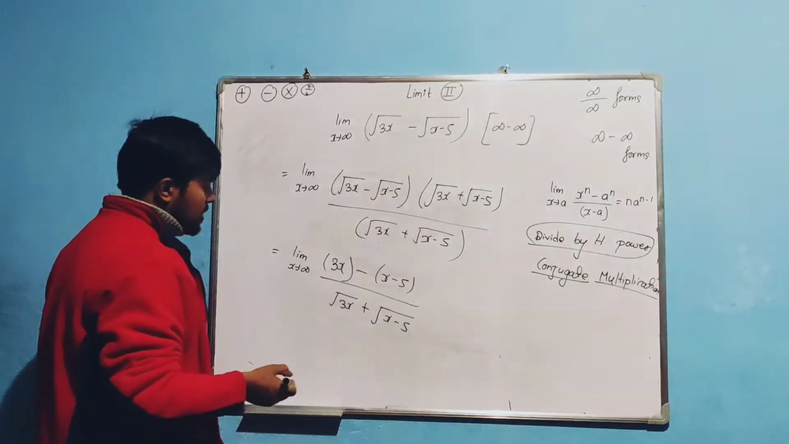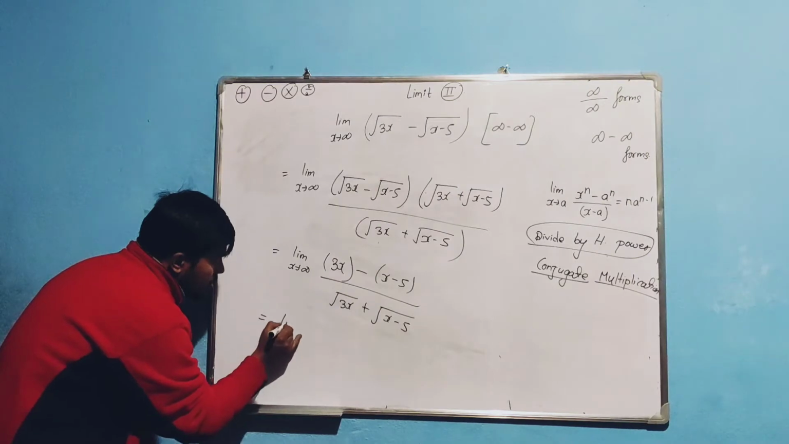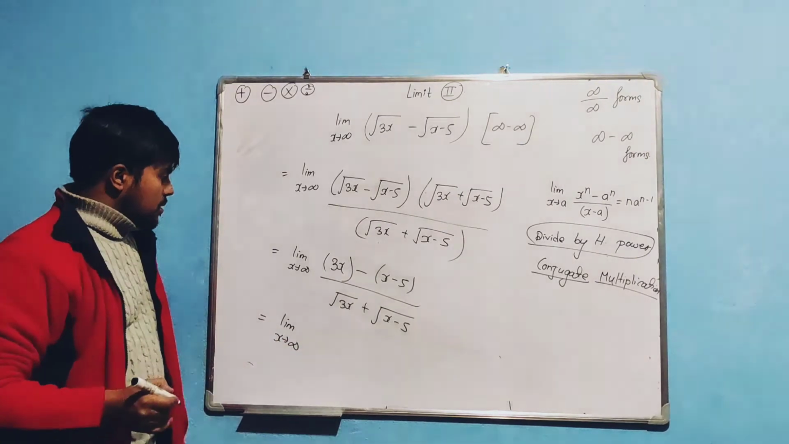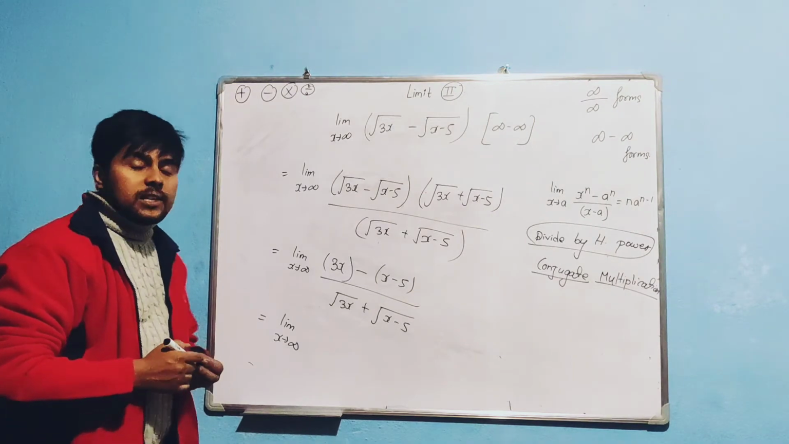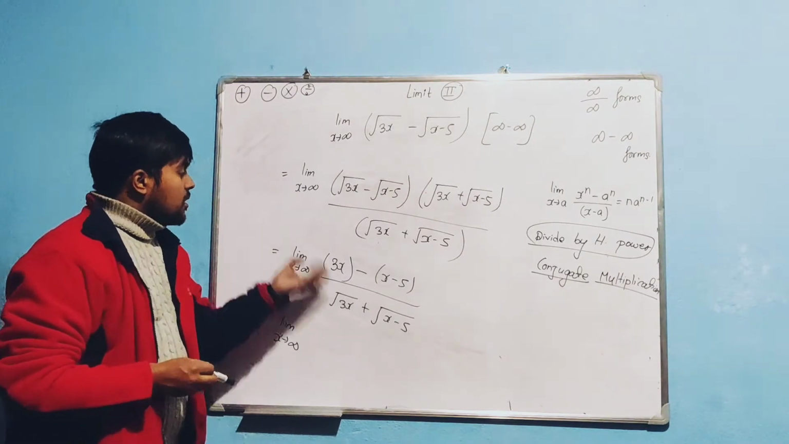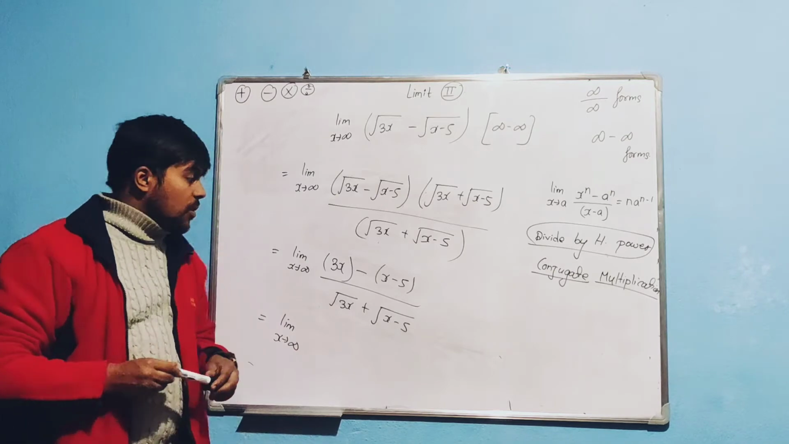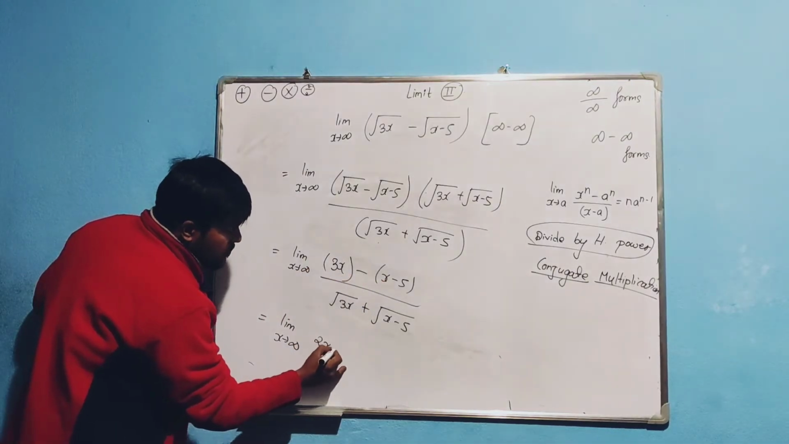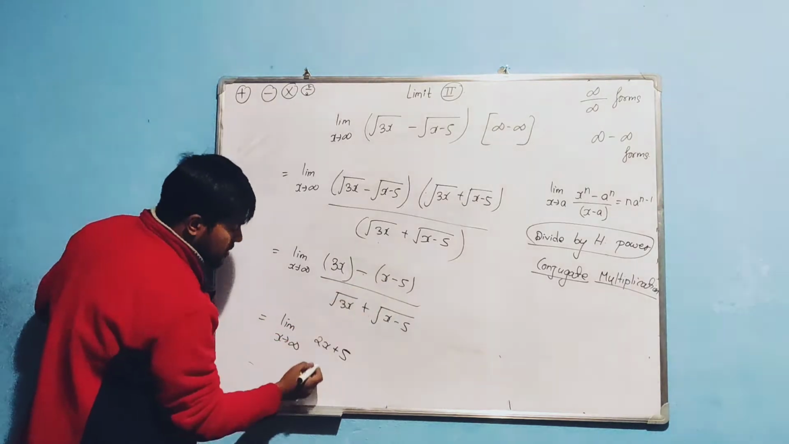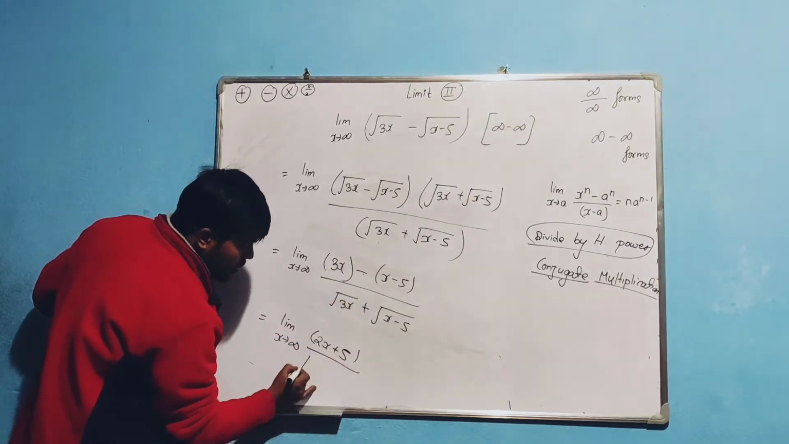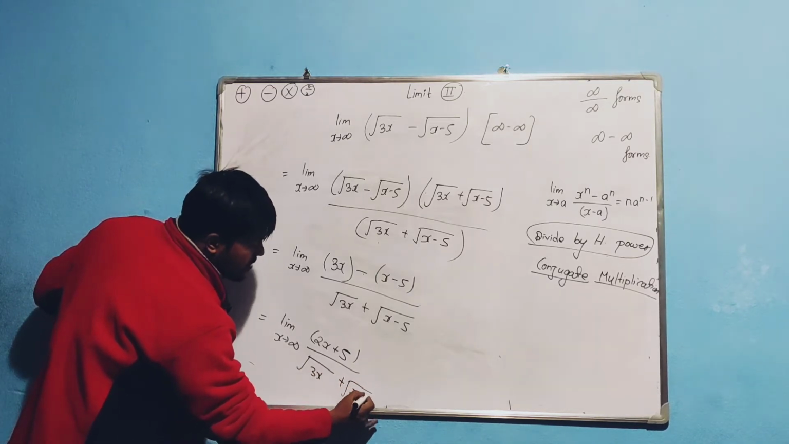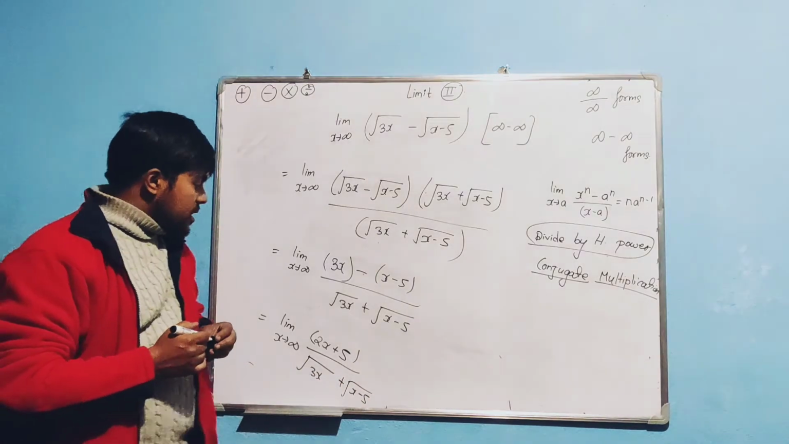So when we get the result, it is still not confirmed, किनभने अहिलेसम्म पनि हाम्रो रिजल्टमा इन्फिनिटी माइनस इन्फिनिटी फर्म अझै पनि छ. So still we can solve it. So that is 2x plus 5 because here is minus. So divide by under root of 3x plus under root of x minus 5. So I hope you understand up to here.